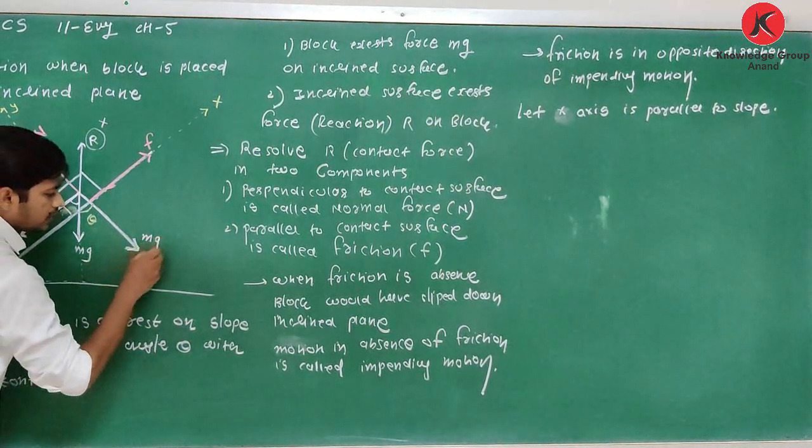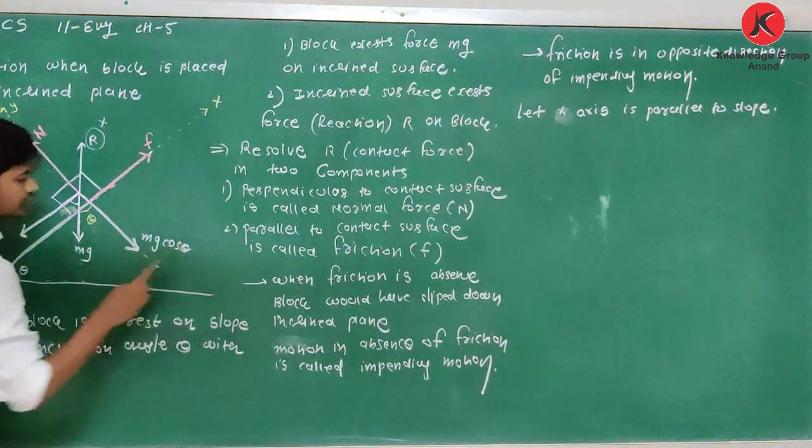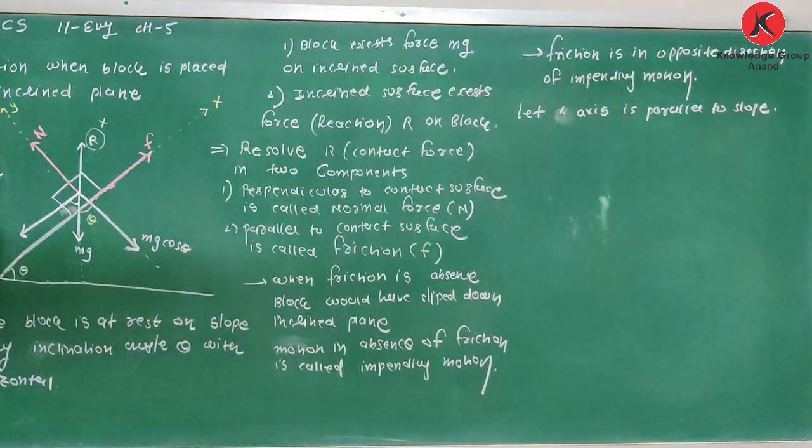So it is called mg cos theta. And obviously this component is called mg sin theta. Clear about this? So you have to resolve this mg into components. Perpendicular to the surface it is mg cos theta, parallel to the surface it is mg sin theta.